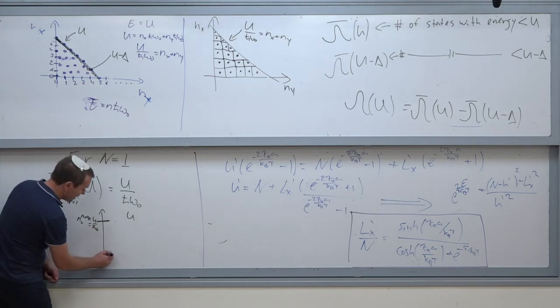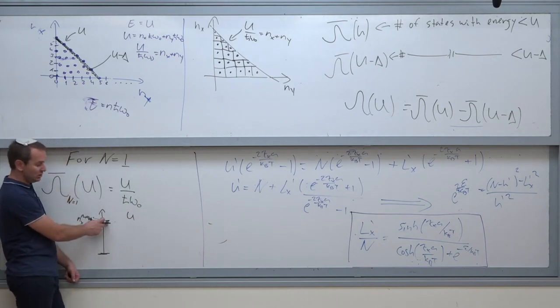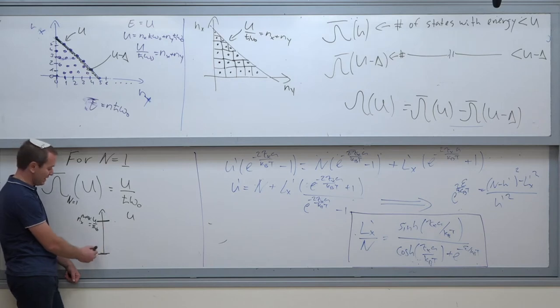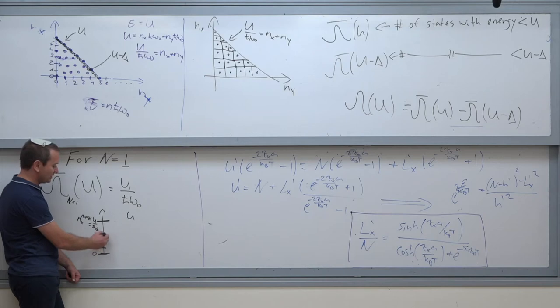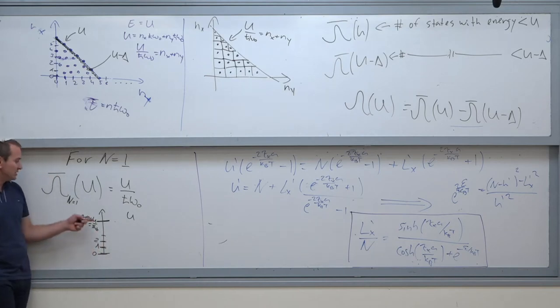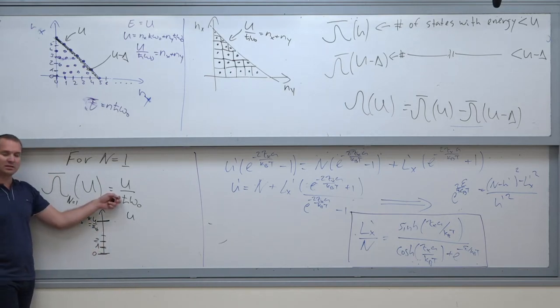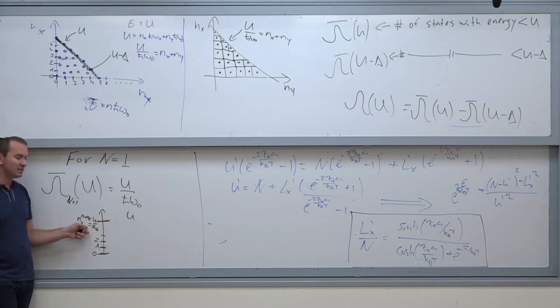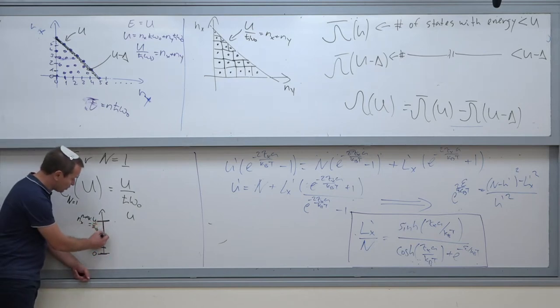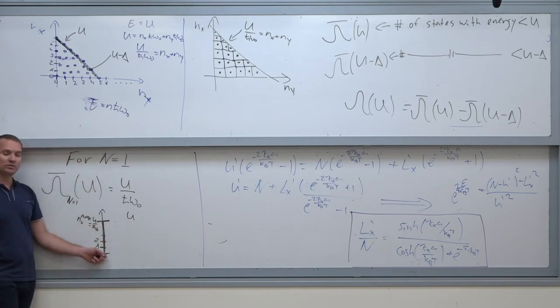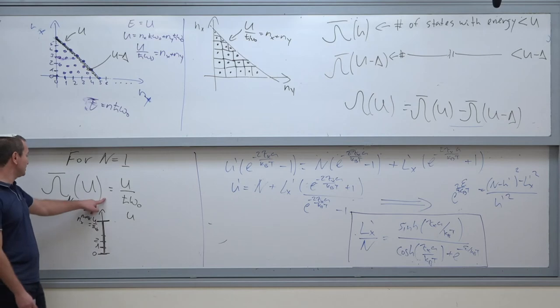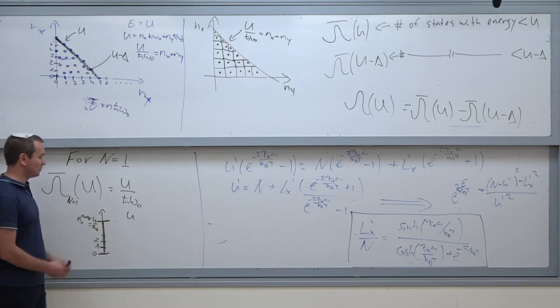Now, the number of states below this energy is all the different quantum numbers that I can get. I can get 1, I can get 0, I can get 2, etc. It's not the state of the energy, because the state of the system with this given energy is provided by this nx max. But the total number of states, or the area that I want to compute, is proportional to the number of states on this line over here. And this is simply U divided by h bar omega 0.